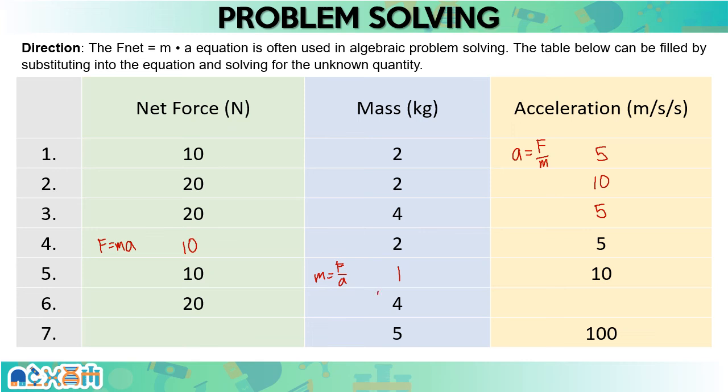For number 6, acceleration is equal to F over m. That's 20 divided by 4. I think we have done that already. It's number 3. This will be 5. Meanwhile, for this number 7, F is equal to ma. That will be 5 multiplied by 100. That will give us 500 newtons. Okay, remember that the unit for force is N, the unit for mass is kilogram, and the unit for acceleration is meters per second squared.